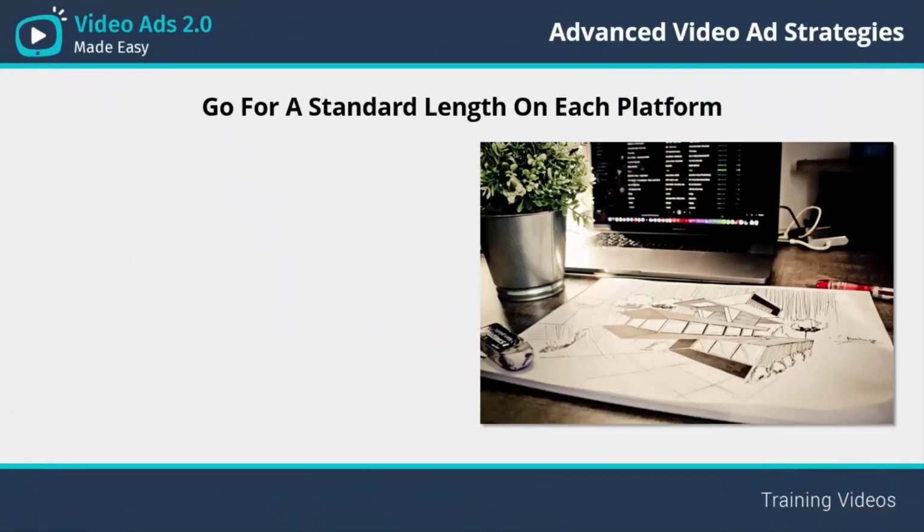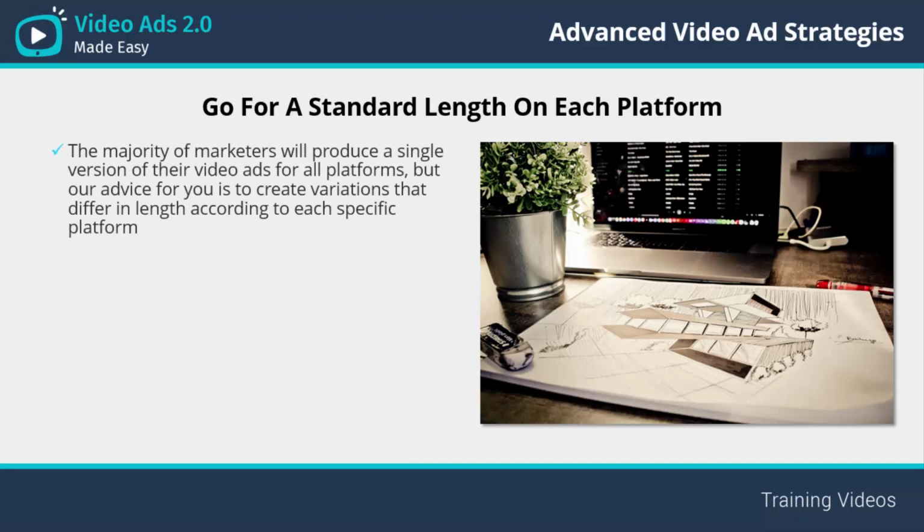Go for standard length on each platform. The majority of marketers will produce a single version of their video ads for all platforms, but our advice for you is to create variations at different lengths according to each specific platform. You see, people assume that video ads should last between 20 seconds to 90 seconds, but people react differently to video ads on different platforms.